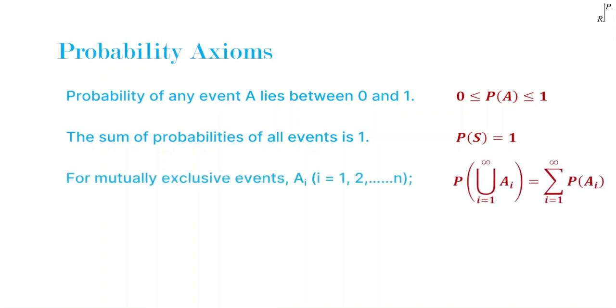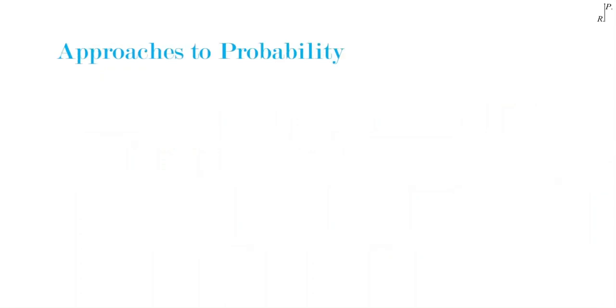And the third one is for mutually exclusive events, say Ai, where i represents 1 to n. The probability of union of mutually exclusive events is equal to the sum of probabilities of individual events. Simply, this can be written as, for events A1 and A2, probability of A1 union A2 will be equal to probability of A1 plus probability of A2, for all A1 intersection A2 equal to null.